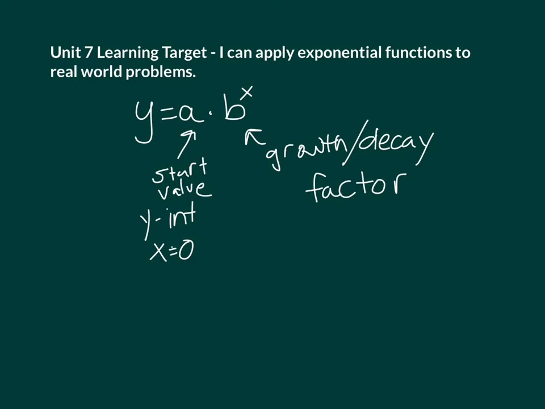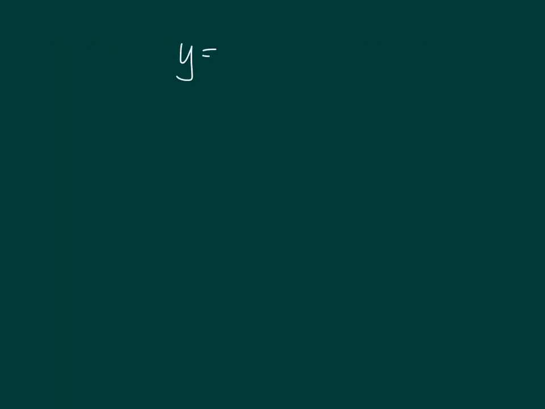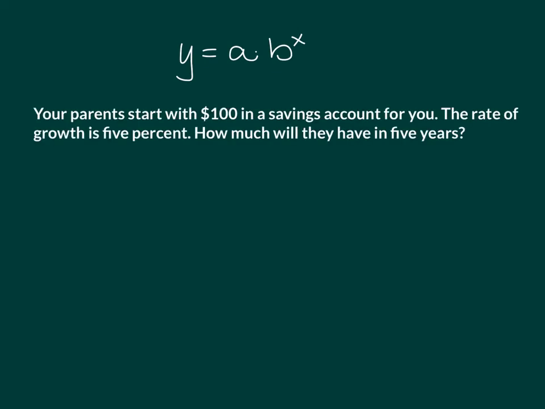Okay, so all we're doing is going to be writing equations of word problems using that basic setup. Remembering y equals a times b to the x. So if I gave you the following word problem, we can look at this problem. Your parents start with $100 in a savings account for you.